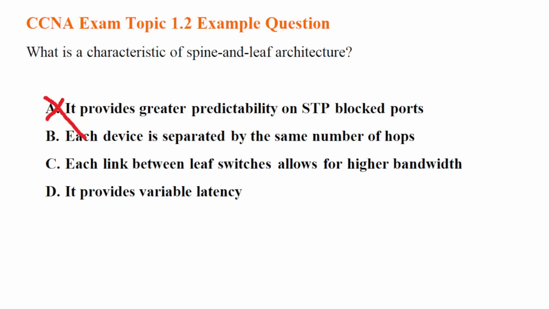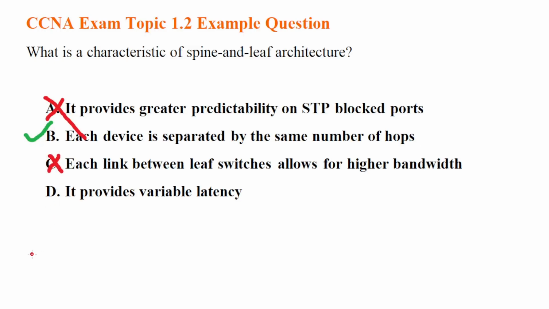B. Each device is separated by the same number of hops. This is true and is a defining feature of spine and leaf. Since each leaf switch connects to all spine switches, traffic between any two devices always travels a consistent number of hops. We should always look at all options, so let's continue.